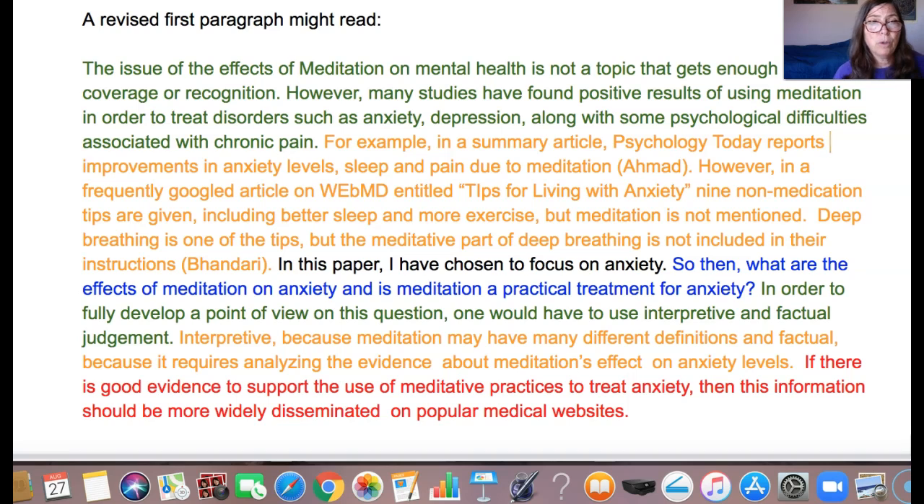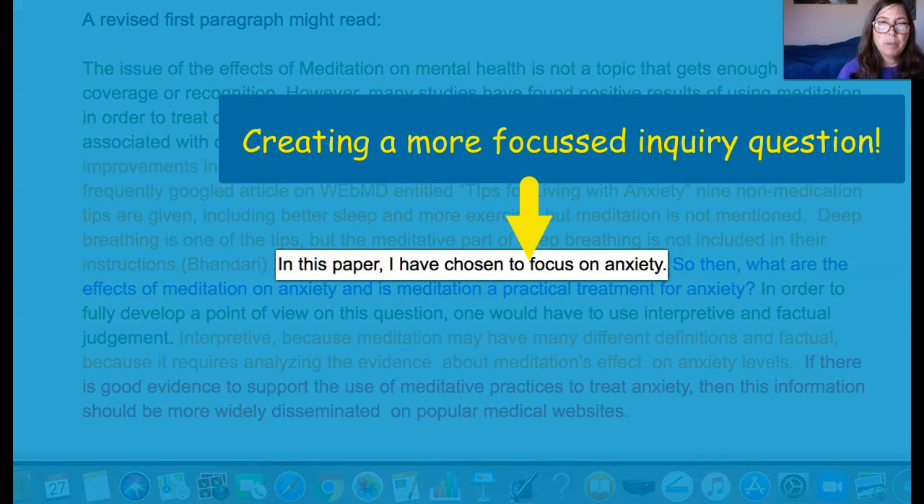However, in a frequently Googled article on WebMD entitled Tips for Living with Anxiety, 9 non-medication tips are given, including better sleep and more exercise. But meditation is not mentioned. Deep breathing is one of the tips, but the meditative part of deep breathing is not included in their instructions. In this paper, I have chosen to focus on anxiety.